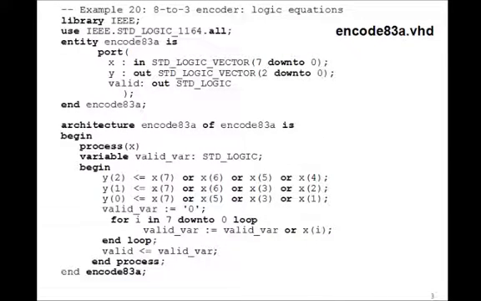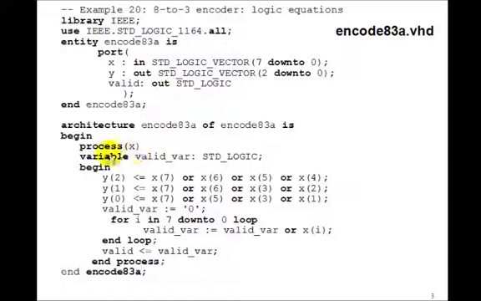The only problem is we're going to have a valid output. Remember, only one of these inputs needs to be 1. If they're all zeros, then we'll get a 0 output, but it won't be valid because a 0 output means that x0 is 1. So our inputs are the 8 x's, 7 down to 0. The outputs are the 3 y's, 2 down to 0, and then we'll have a valid output.